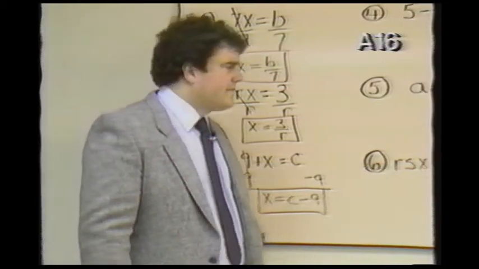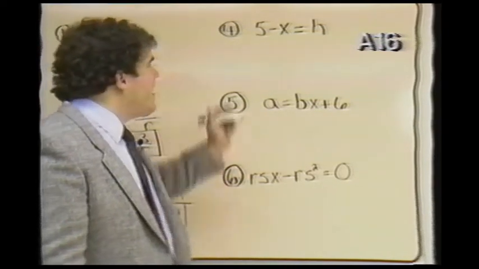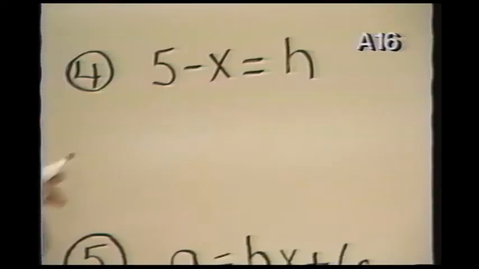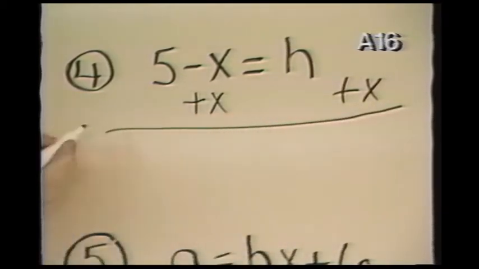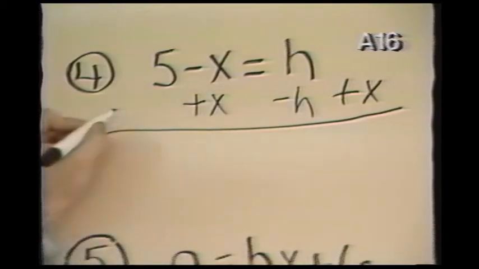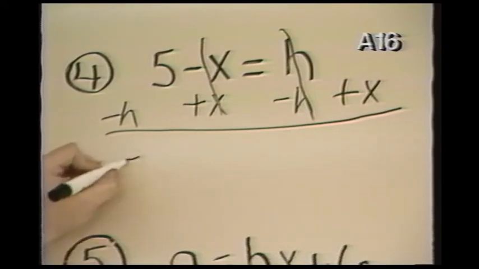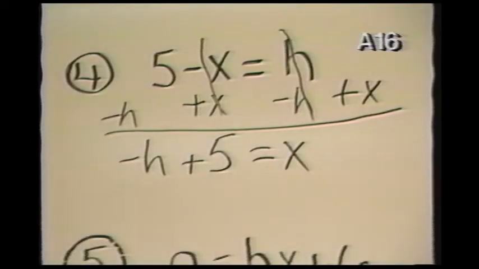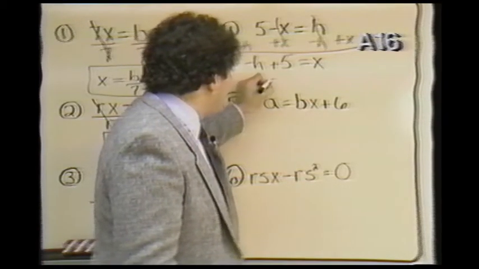Problem number 4. 5 minus x equals h. Now we have 2 options here. We can bring the 5 over here, but that's going to leave us with a minus x. Or we can add x to each side. I think I'll do that. And I'm also going to subtract h from each side. And I will find that that cancels out and that cancels out, and I will get minus h plus 5 equals x. And if minus h plus 5 equals x, that's the same as x equaling minus h plus 5. Or even x equal to 5 minus h.